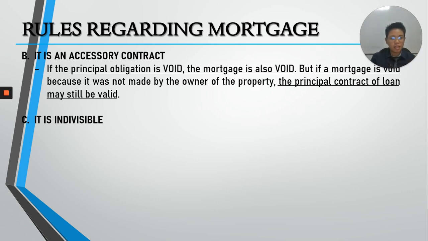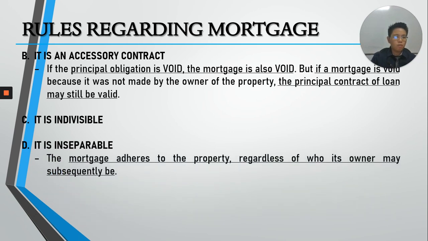What else? Take note that it is inseparable. So what does it mean? Yung mortgage follows the property. It does not follow the owner, but it follows the property. So whoever the owner is, the property is still subjected to that mortgage. Kasi nga, the mortgage will follow the property regardless of who the owner is.